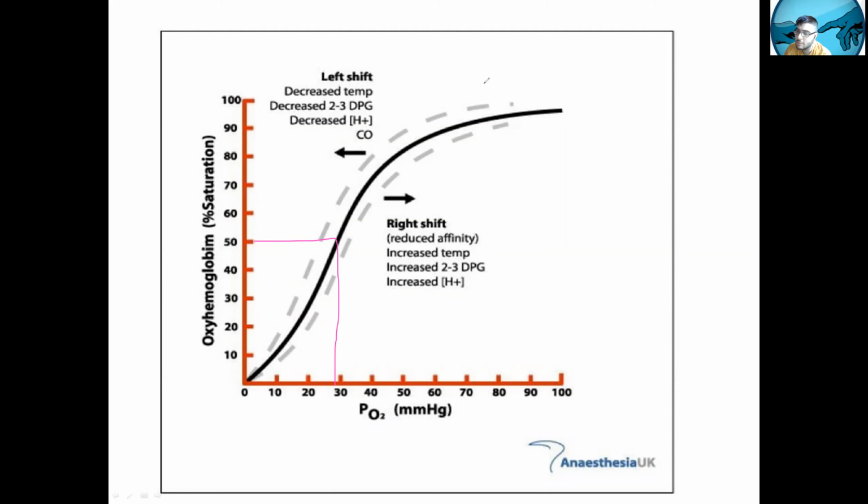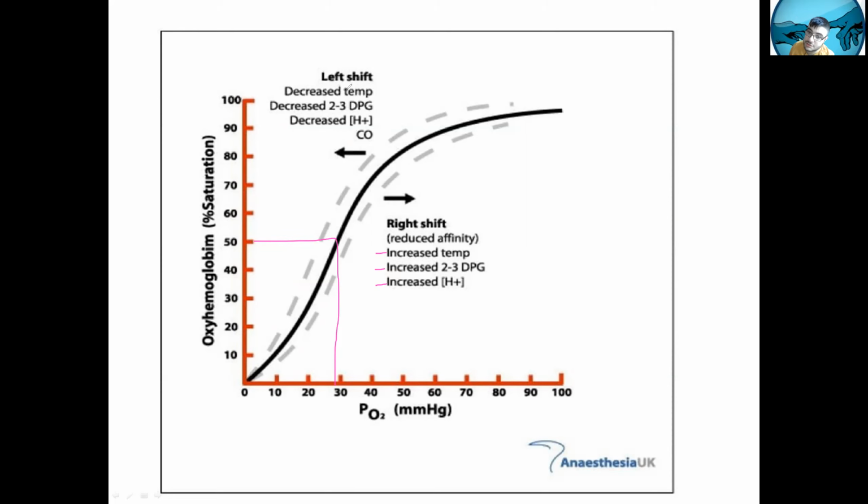And remember that hemoglobin can have a right shift or a left shift, depending on the situation. So, for example, if you have a right shift, it's reduced affinity. This happens if you increase the temperature, increase the amount of this protein, 2,3-DPG, or you increase the acidity, right? If you make it more acidic, it also causes a right shift.